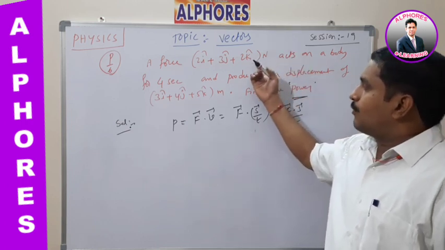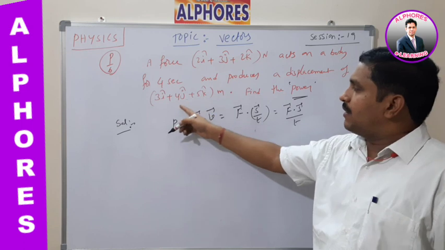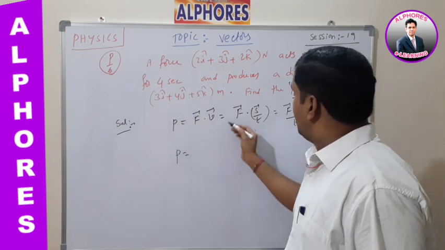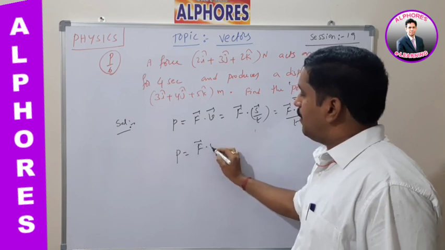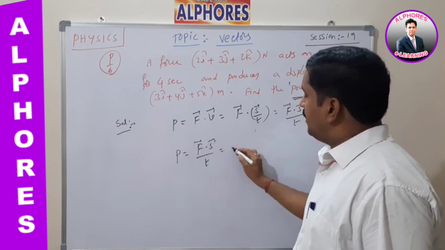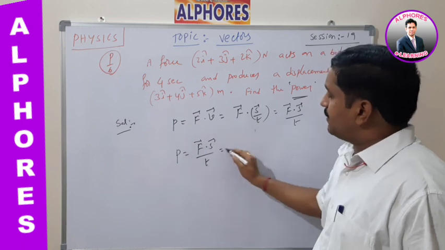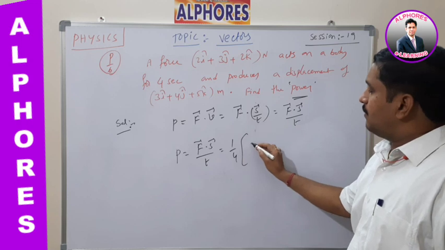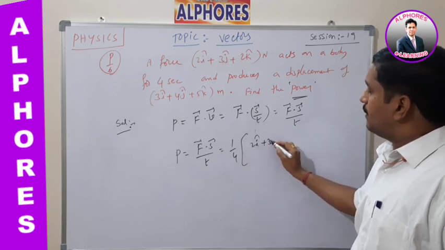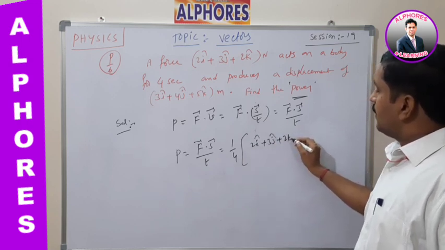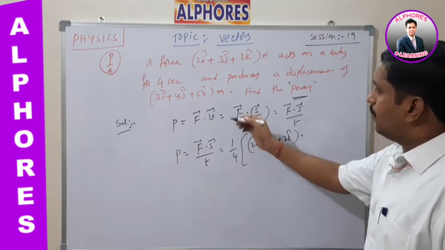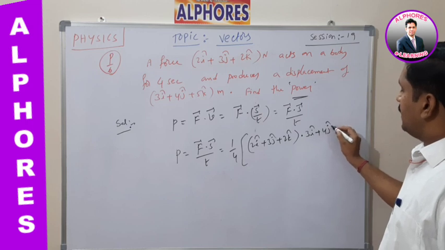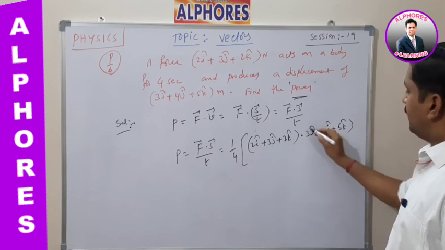From the question, we know the force vector, the displacement vector, and the time also. That means I am writing power is equal to F bar dot S bar by T. Here T is 4 seconds, so I am writing 1 by 4 into the dot product of these two vectors: 2i cap plus 3j cap plus 2k cap dot the displacement vector 3i cap plus 4j cap plus 5k cap.